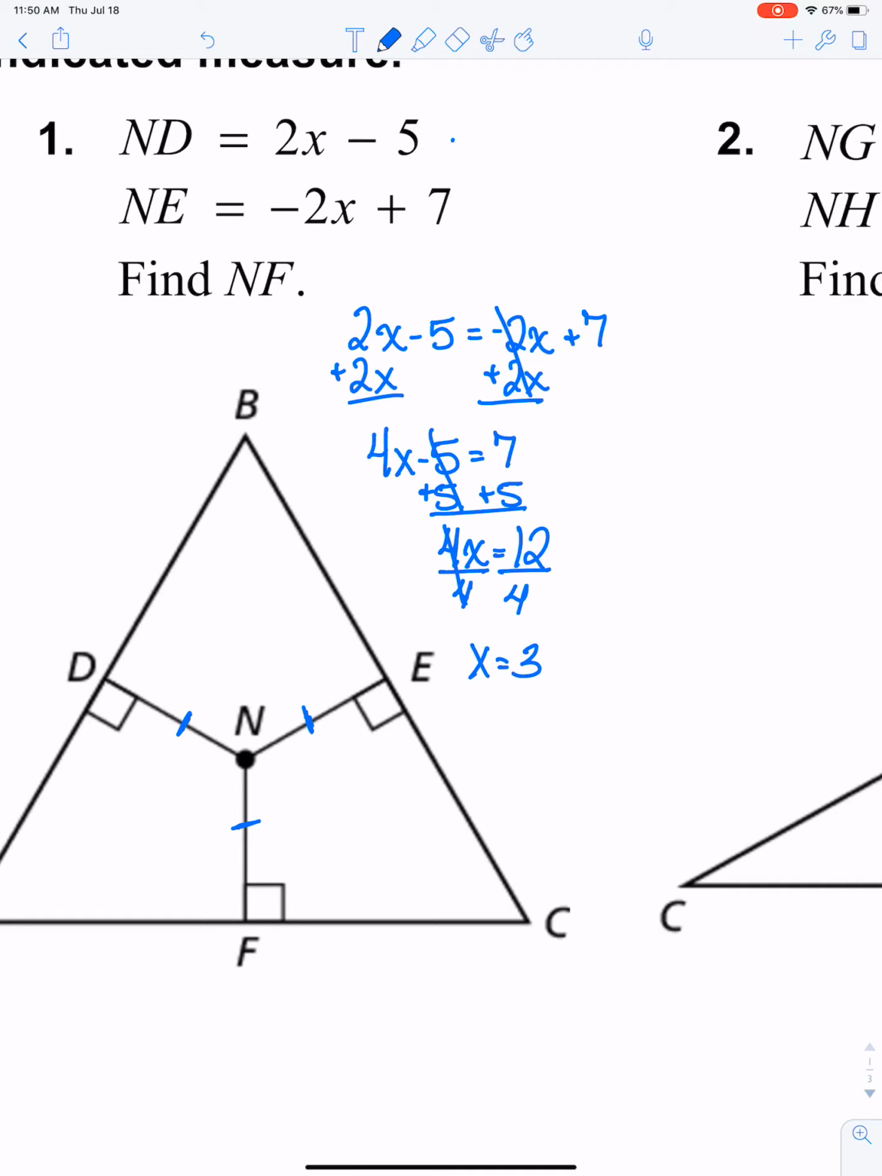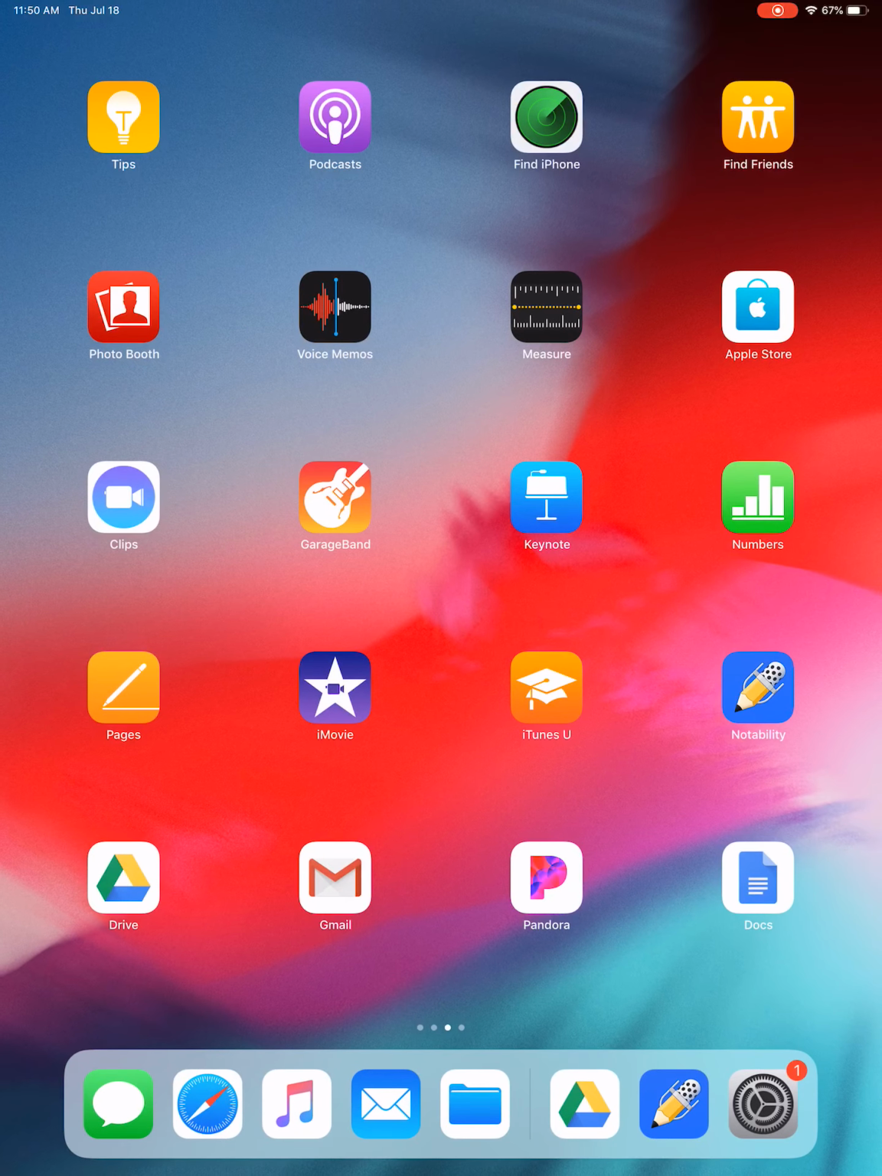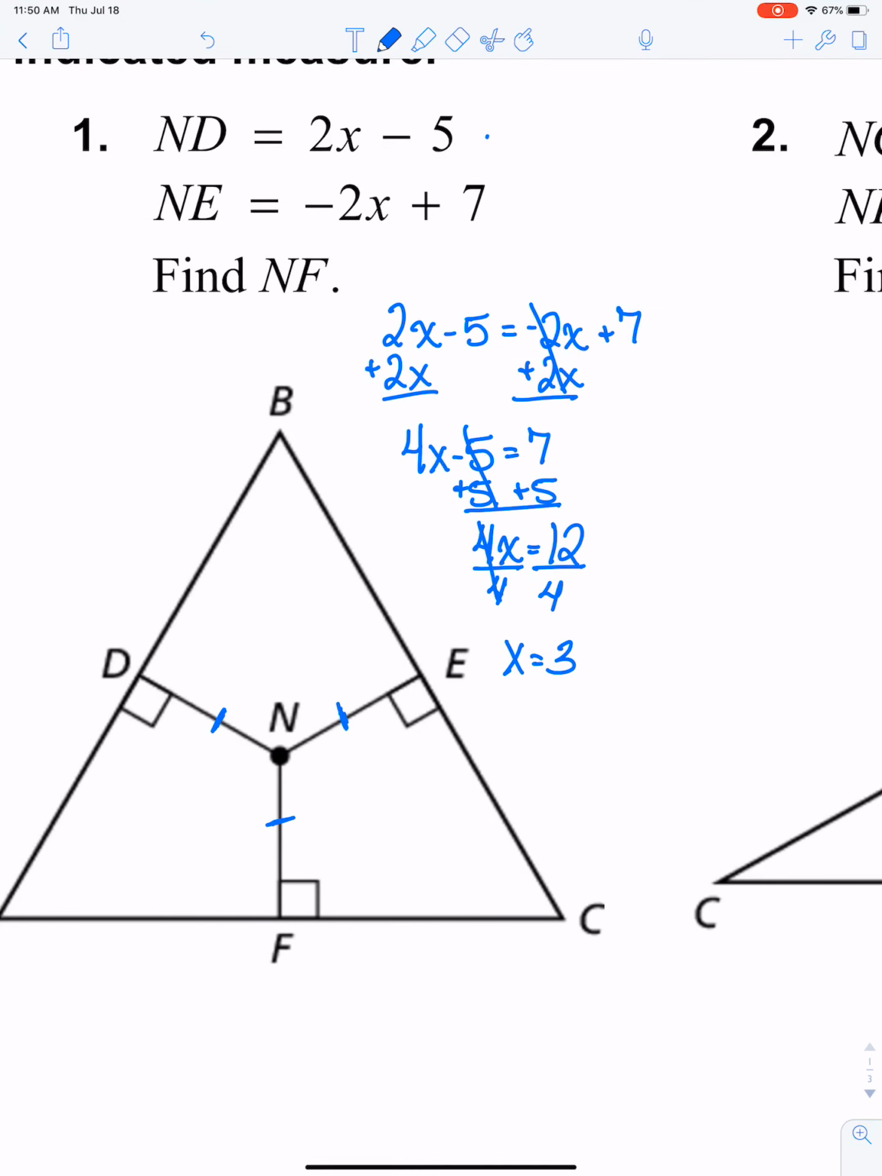So I could find the length of ND or NE because they're all congruent. So I'm going to plug it into the ND equation. So 2 times 3 minus 5. 2 times 3 is 6 minus 5, which makes NF equal to 1. So since all the sides are equidistant, that allowed me to set them equal to each other to find x, and then it also allowed me to plug x into one of the equations to find NF.